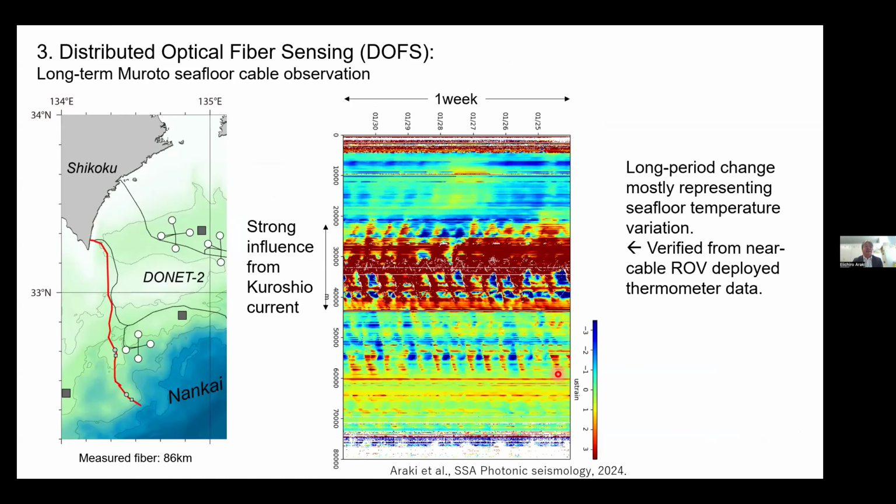We can repeat the TWCO-TDR measurement to find long-term change of the seafloor strain in a wide area, as shown by this example for a week up to 75 kilometers from the shore. The pattern of diurnal and daily strain change observed here mostly represents seafloor temperature variation that we verified from thermometer data deployed near the cable by ROV. The optical fiber in this case is regarded as a very high resolution seafloor thermometer array, every 1 meter along the distance.